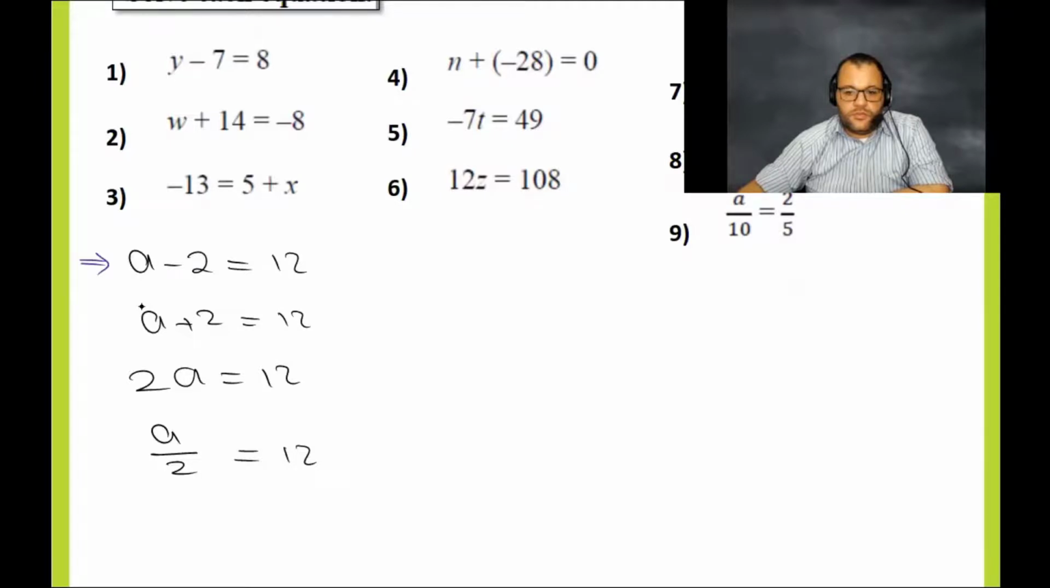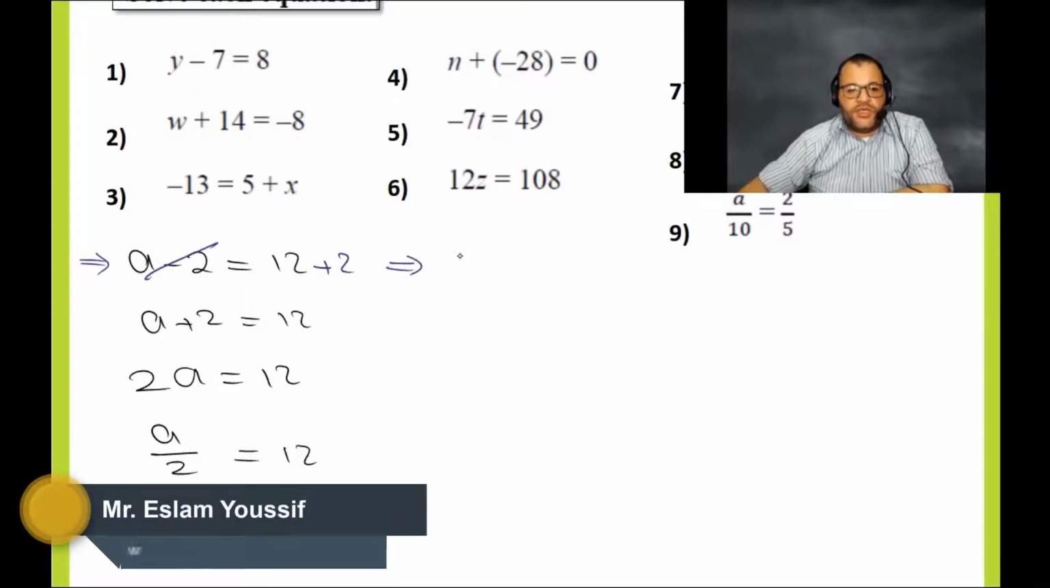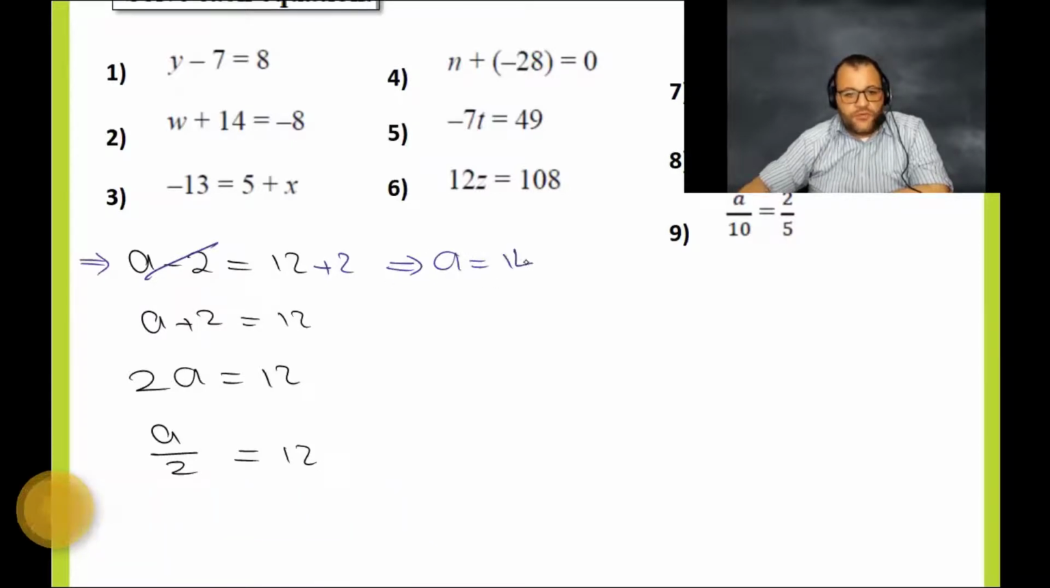No, a minus 2. What is the operation that we have? Minus. So to solve, we use the inverse operation. What is the inverse operation of minus? Adding. So we shift by adding 2. That means a equals 14. Solve with me, please.